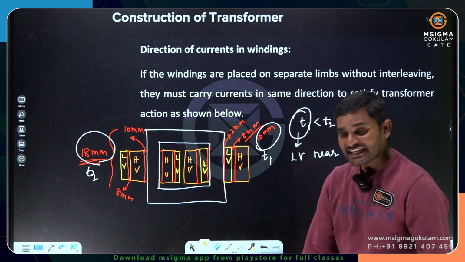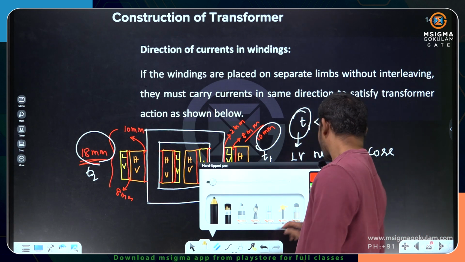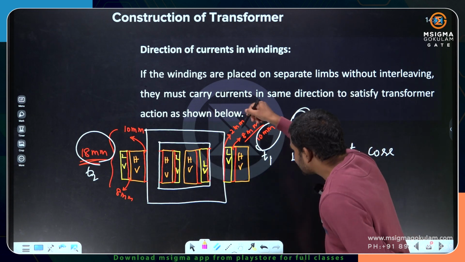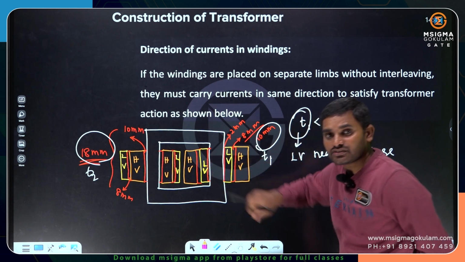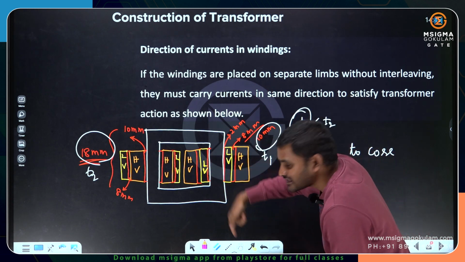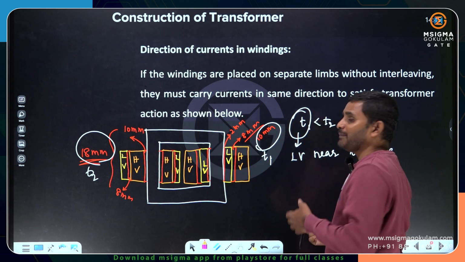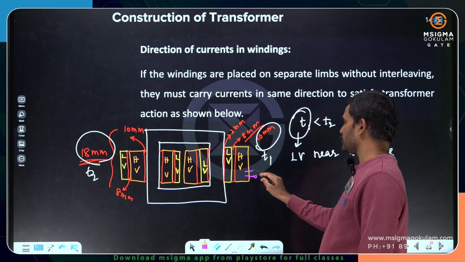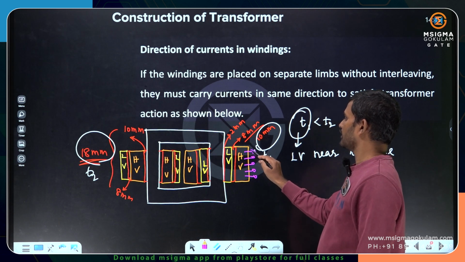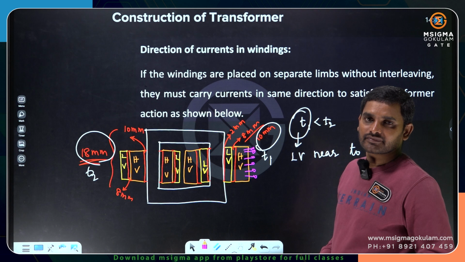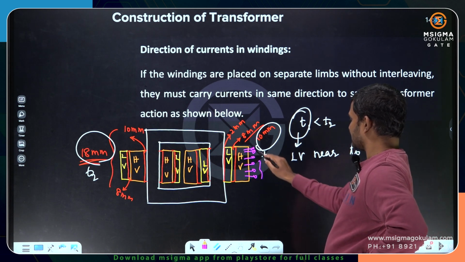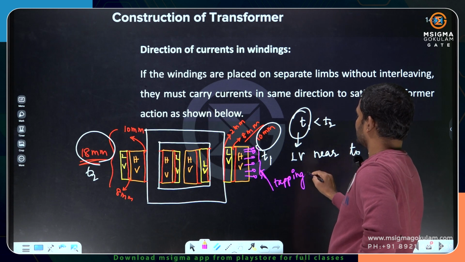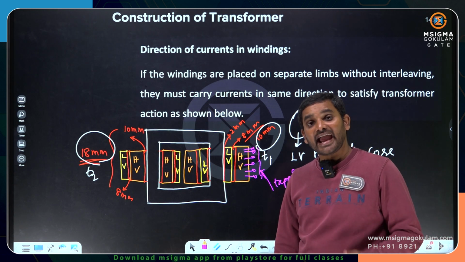Now, what is the additional advantage? The additional advantage is that here we are going to place the tappings. We cannot place the tappings on the low voltage winding because it is near to the core. So tappings can be easily provided and easily accessed on the high voltage winding. You place the tappings here because it is away from the core. These are the tappings.